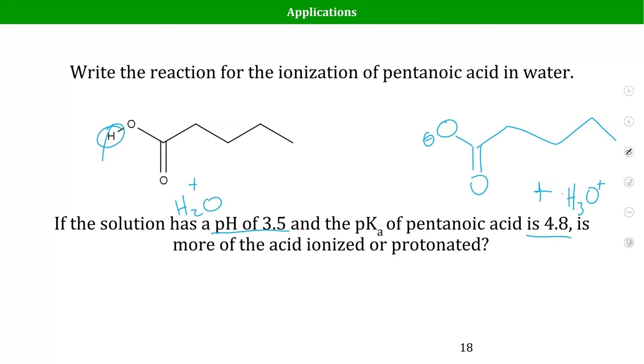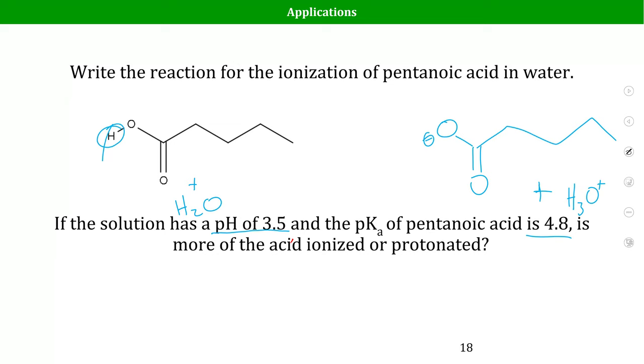All right. The pH is lower than pKa. Is the solution more acidic or more basic than the pKa? More acidic. When pH is lower, that means extra H3O plus around. Okay. Because there's that negative on the log term.